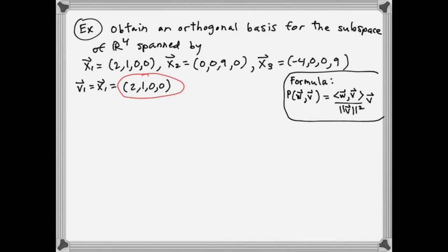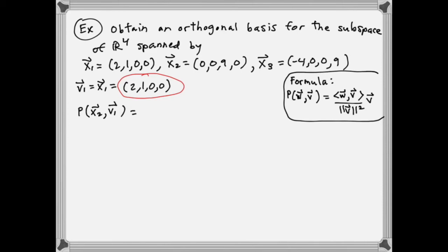Now for the second vector, we are going to need to do the projection of x2 onto all the v's we've already created. In this case, we only have one v that we've created so far, which was the original vector. So what would the projection of x2 onto v1 be?